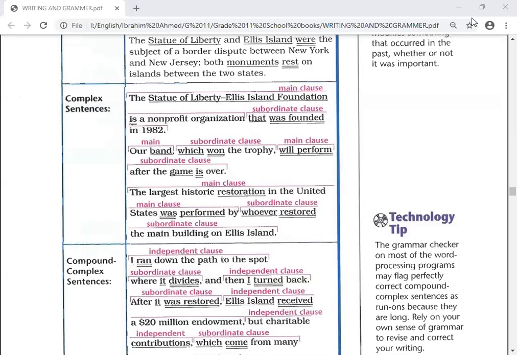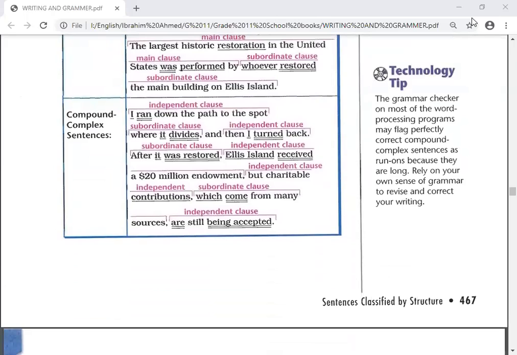Okay? The largest historic restoration in the United States was performed. This is the main clause. The largest historic restoration in the United States, this is the verb, was performed by whoever restored the main building on Ellis Island. Here, beginning with the word whoever, we have the subordinate clause, to the end of the sentence. Number 4, compound complex sentences.